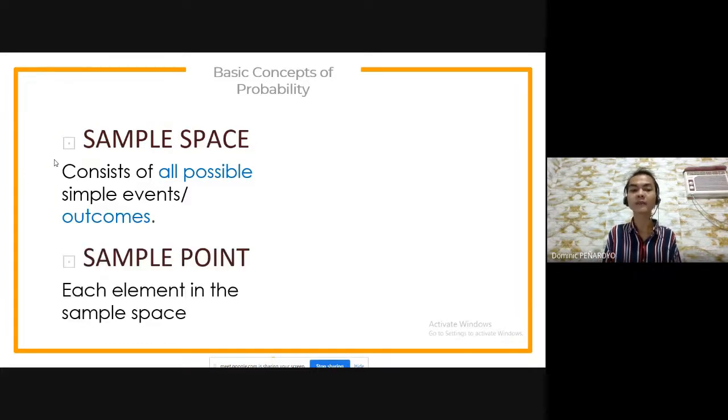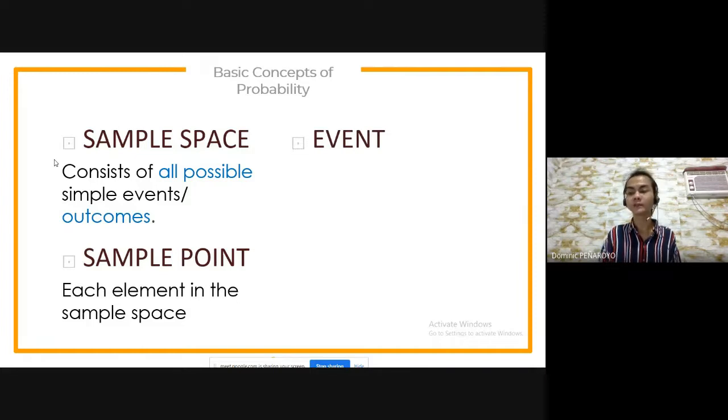Next, we have the sample point, which is each element in the sample space. Again, in our example a while ago, rolling a die, the sample points are 1 or 2 or 3 and so on. So each element in the sample space, we call the sample point.